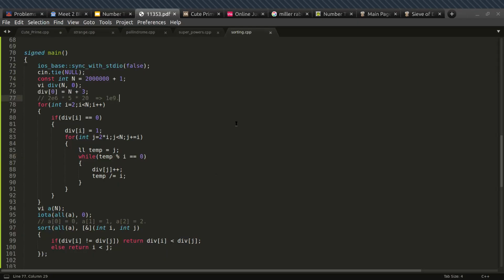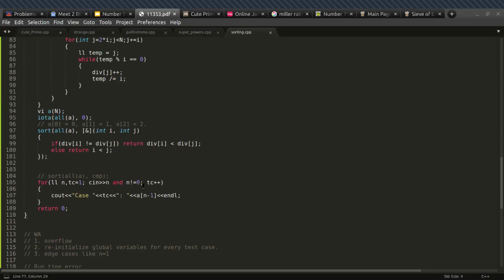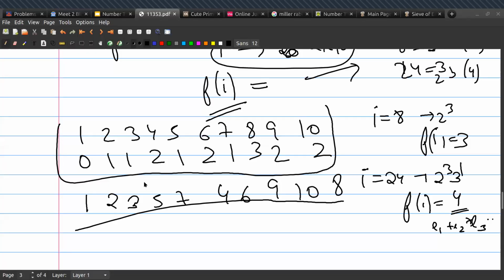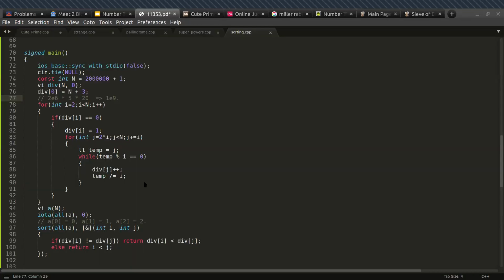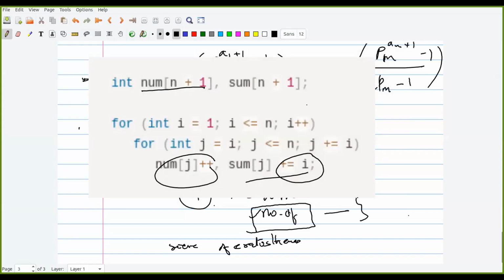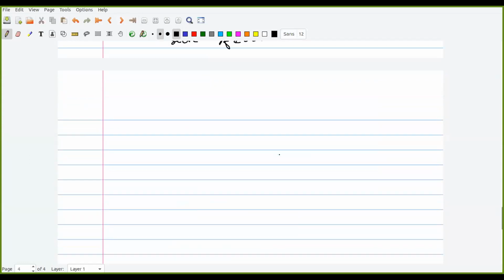Linear sieve. Okay, linear sieve. That brings us to our next topic. So Arjo, continue. Also, let's be a little bit fast. We are already running very late.